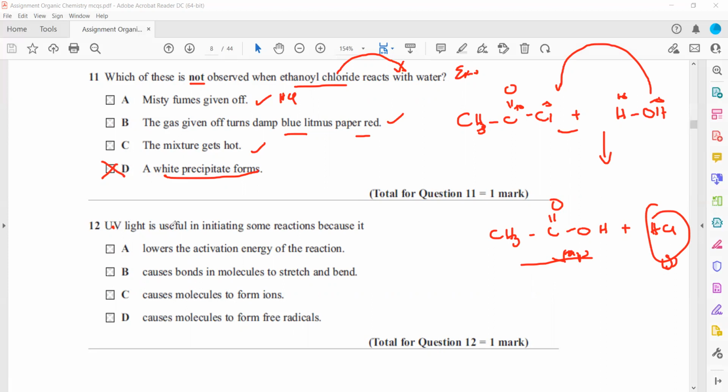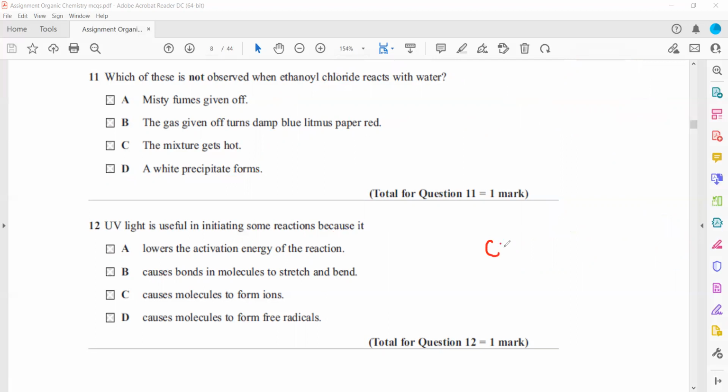Then question 12: the ultraviolet light is useful to initiate some of the reactions because what is the effect of the ultraviolet light? Ultraviolet light can break the bonds and produce a free radical. As a result of the UV light, homolytic bond breaking will occur, and it produces a free radical. Lowering the activation energy is the effect of a catalyst. Causing the bonds in the molecule to stretch or bend is the effect of infrared radiation, IR.